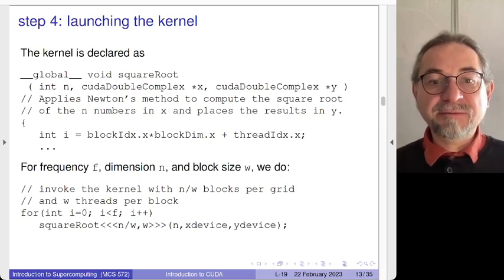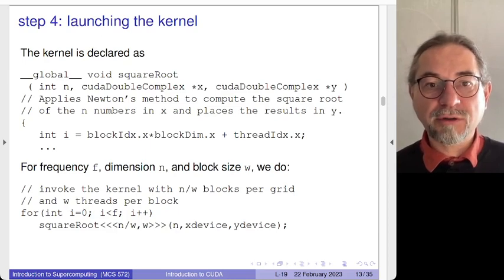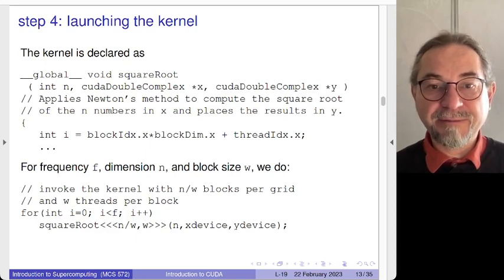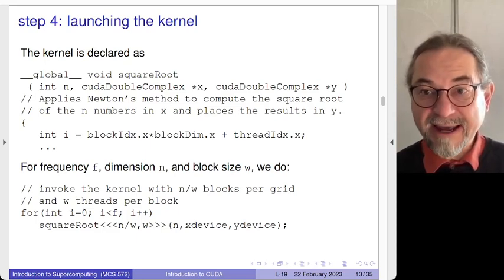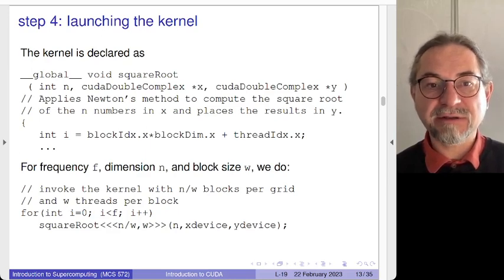Okay. Then we have the kernel, which is the square root. So the kernel will be executed on the device, but it will be launched by the host. So every thread will essentially execute this function. So you see inside this function we have the thread identification number, which is the little i, which will be used also to get the data.